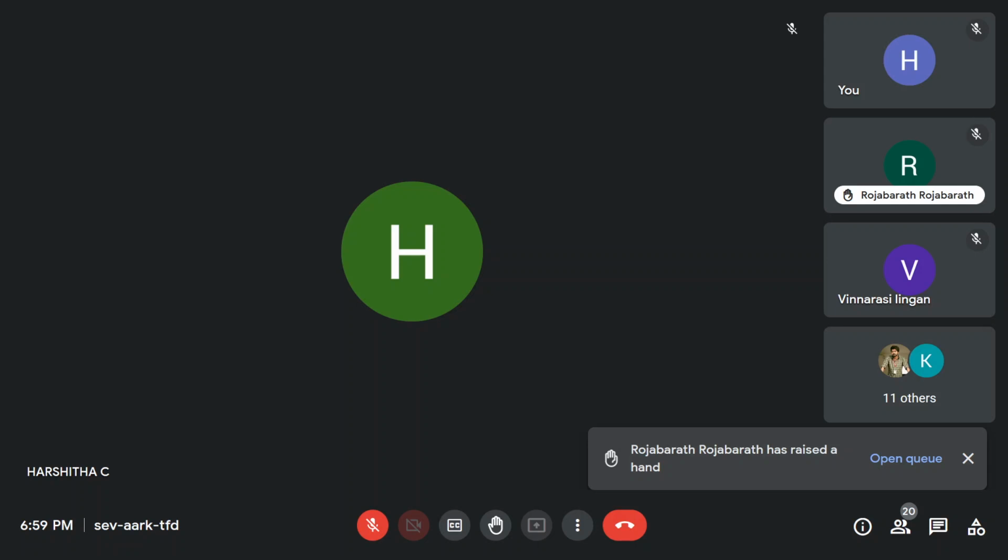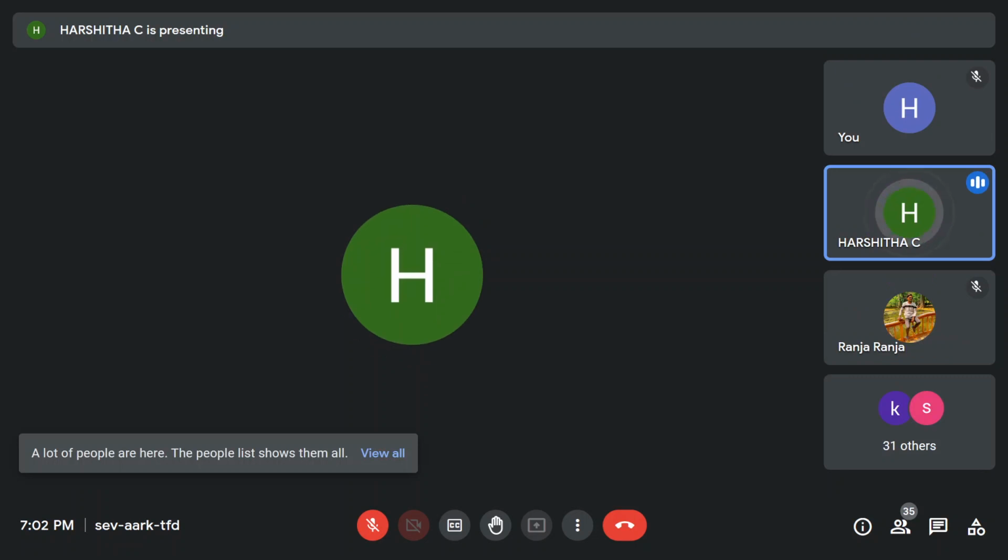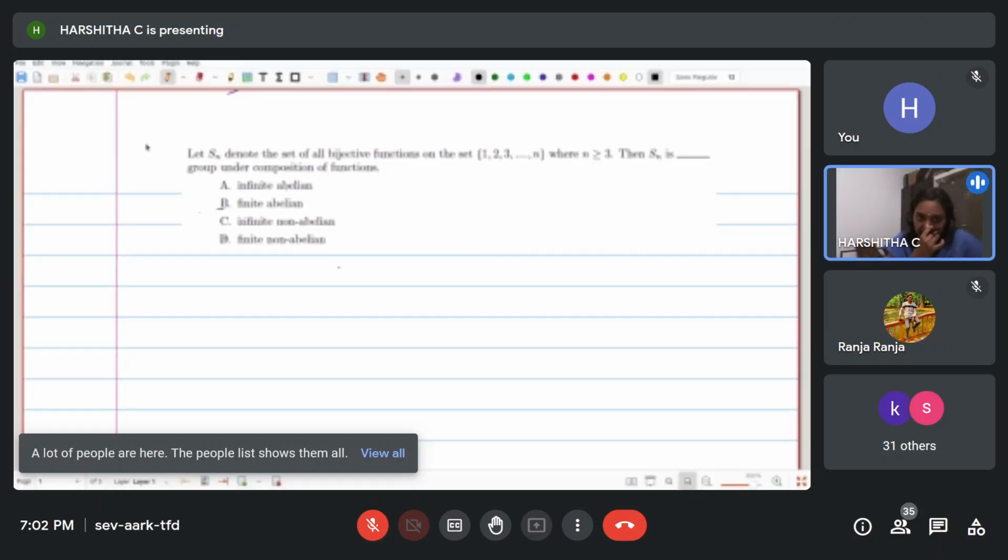So we'll start off with this question that you see here. Let Sn denote the set of all bijective functions on the set 1 to n, where n is greater than or equal to 3. Then Sn is a group under composition of functions. So the question is what kind of a group it is.